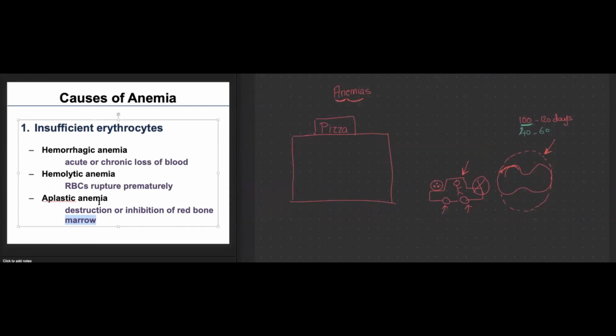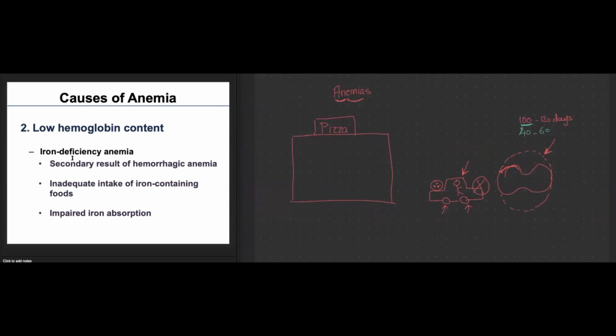So again, three major reasons for insufficient erythrocytic count, low red blood cell count. First one is going to be hemorrhagic anemia due to blood loss, bleeding. Hemolytic anemia, premature destruction of the red blood cells, most likely going to be due to a defect in the cell membrane. Aplastic anemia, I don't have construction of the red blood cells due to a problem in my bone marrow.